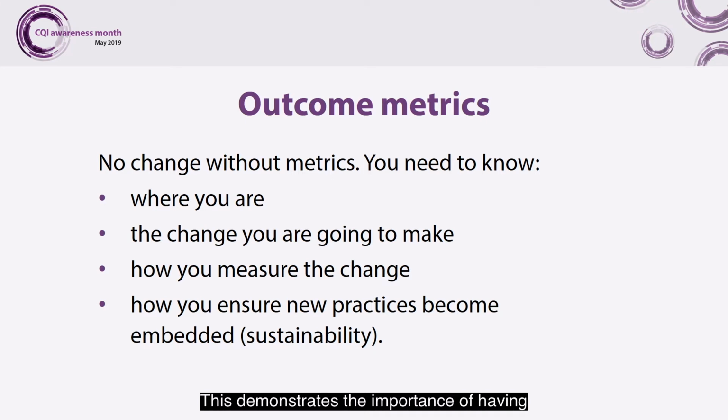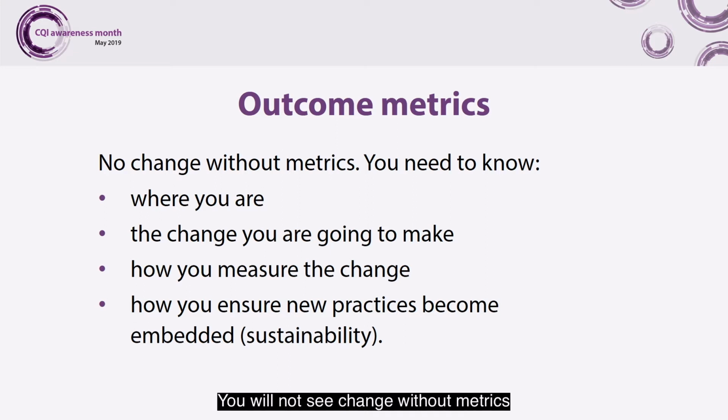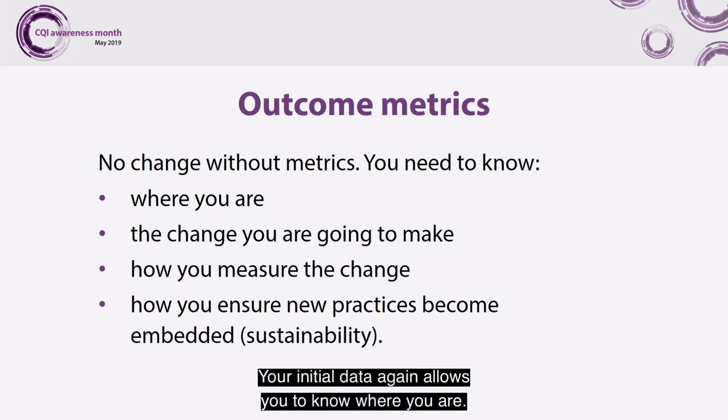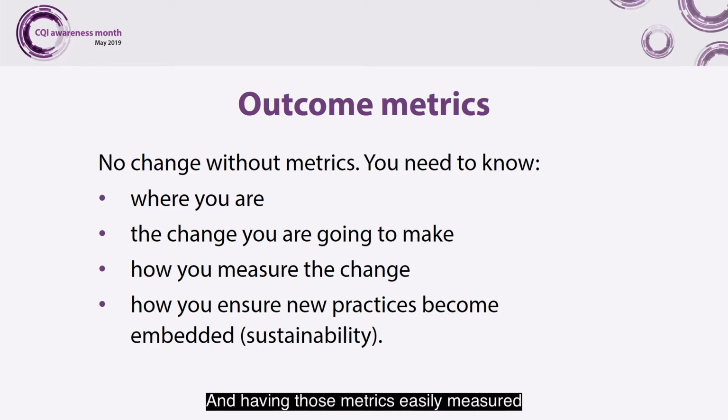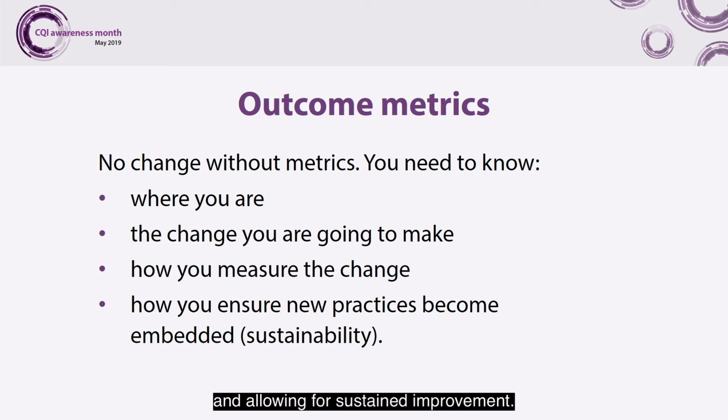This demonstrates the importance of having clearly defined outcome metrics and clearly defined objectives for your project. You will not see change without metrics because you cannot measure it. Your initial data, again, allows you to know where you are. It allows you to set out and define the change you're going to make, and then it allows you to identify the metrics, which will be how you measure the change. And having those metrics easily measured, so that you can continue to measure them, is important to embed the new practices within the organization and allow for sustained improvement.